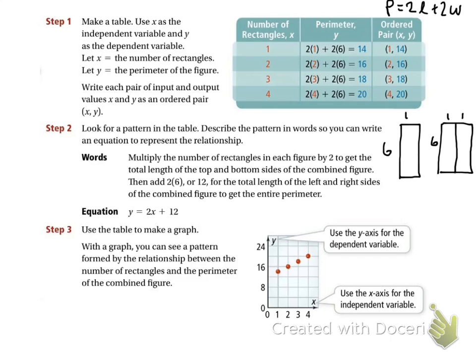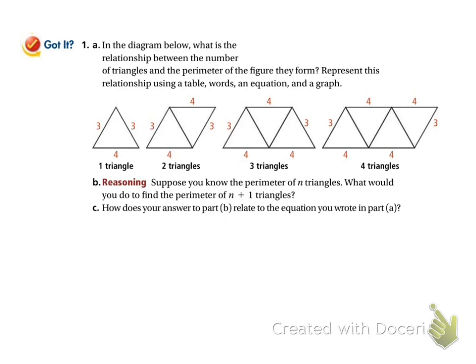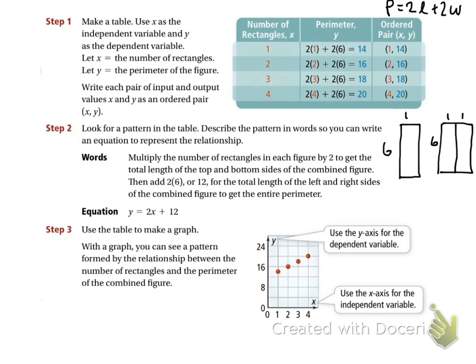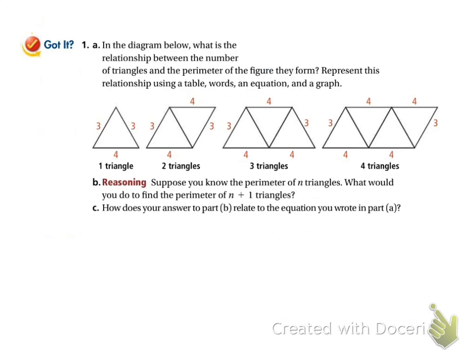So let's try this on our own. Oh, one thing though. The x is always our independent variable. The number of rectangles doesn't change, right? The perimeter depends on how many rectangles you have. So the y-axis is the dependent variable.